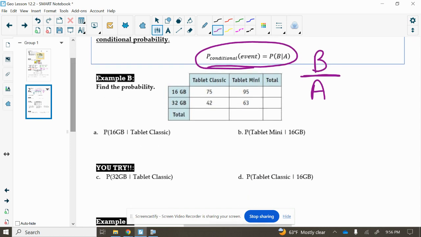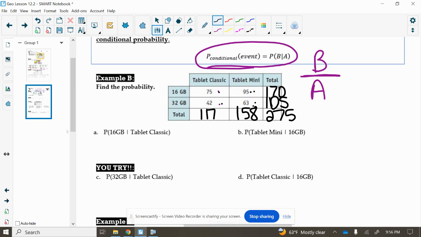So for instance, if we look at this chart, first of all, let's finish filling out the chart. If we add down 75 plus 42, that gives us a total here of 117 tablets that are classic. 95 plus 63 is a total of 158. Adding across, 75 and 95 is a total of 170. And then 42 and 63 is a total of 105. Again, add down or add across, either way, the total amount of tablets is 275.